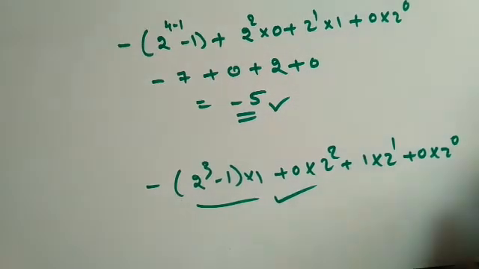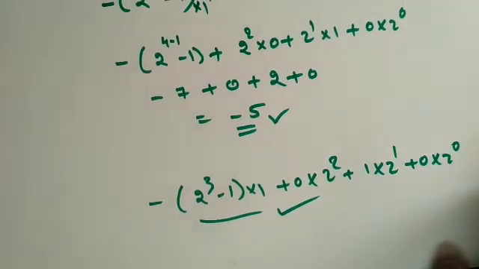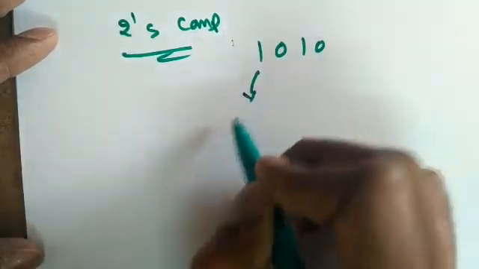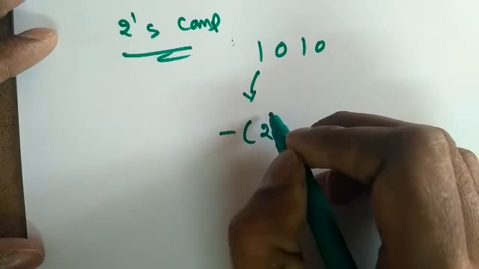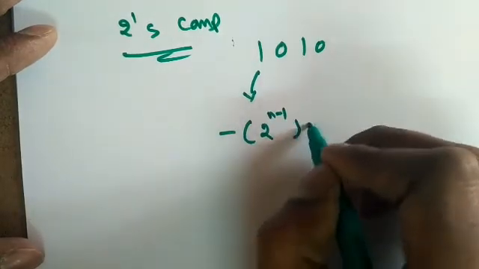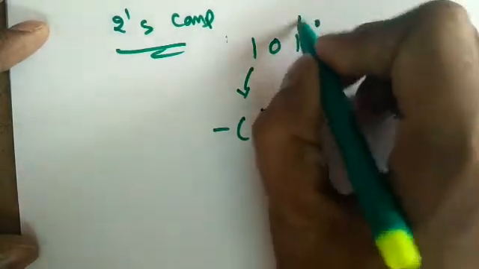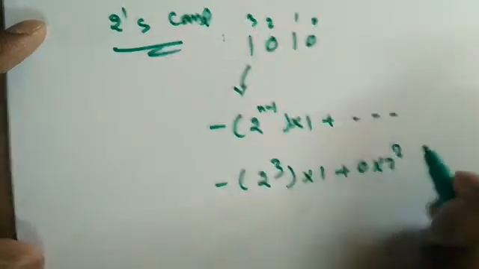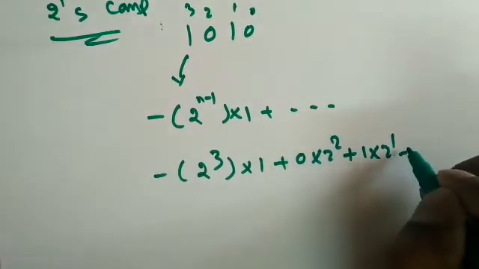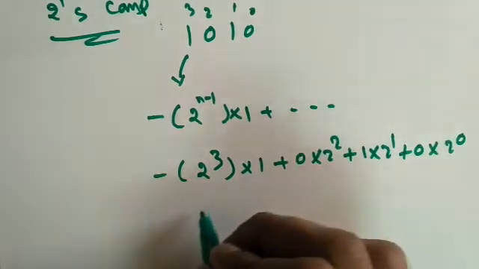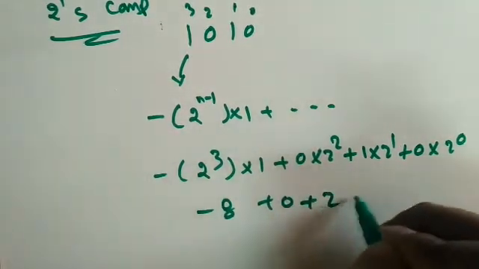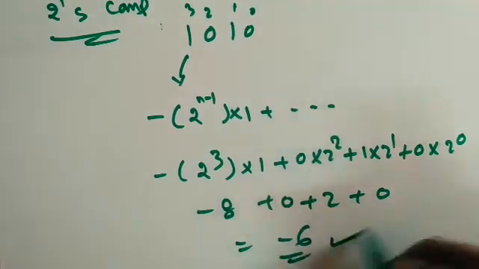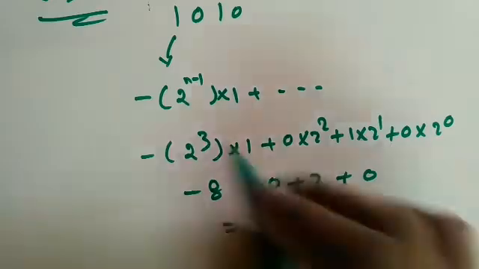Now suppose the same example is in 2's complement form, 1 0 1 0. The first bit is negative, so minus of 2 power n minus 1, with no minus 1 this time, into 1, plus and so on. With positions 0 1 2 3, that is minus of 2 cube into 1, plus 0 into 2 square, plus 1 into 2 power 1, plus 0 into 2 power 0. So minus 2 cube means minus 8, plus 0, plus 2, plus 0. What is this? Minus 6. So the same 1 0 1 0 represents minus 6 in 2's complement form.